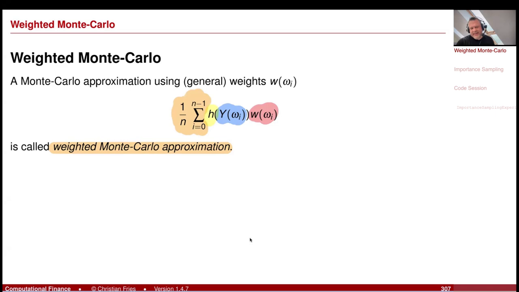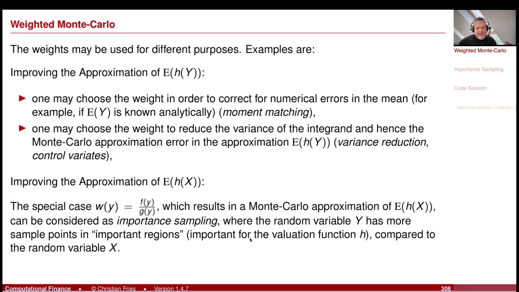We can use these weights in different ways. So our motivation from the acceptance rejection method was a very special application where we had the weight to be the ratio of two densities. Actually, you can use these weights in many different ways. So for example, you could be interested really in calculating the expectation of your function h applied to the random variable Y. But maybe you like to improve the accuracy.